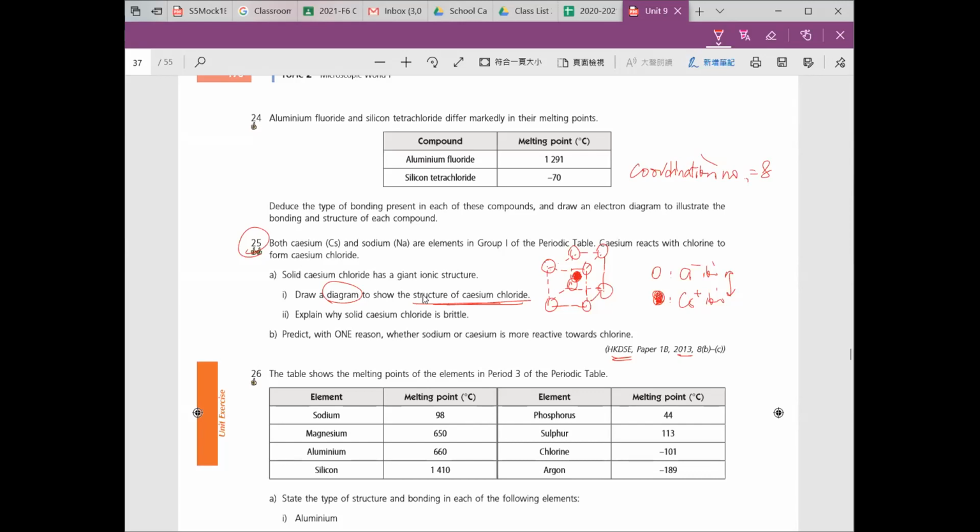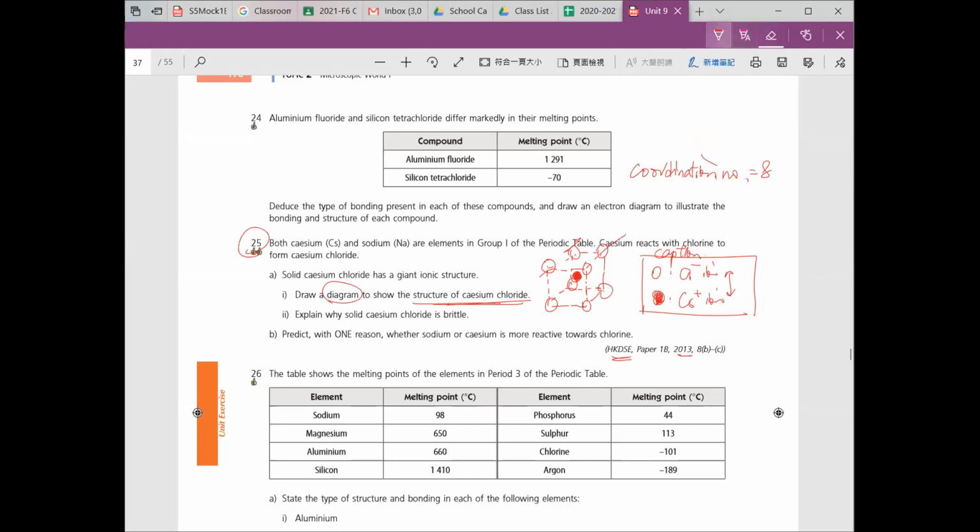No matter what way you express it, remember to put a caption here to let me know what you are drawing, instead of just pointing arrows 1, 2, 3, 4, 5, 6, 7, 8. What is that? It's very, very messy. So use a caption and it will help. Do you understand? Please use a caption. Any questions? No? Okay.